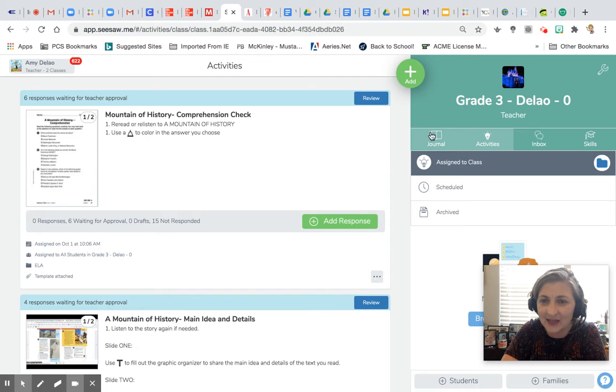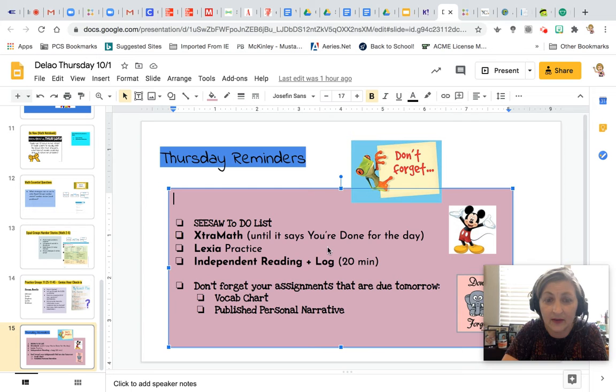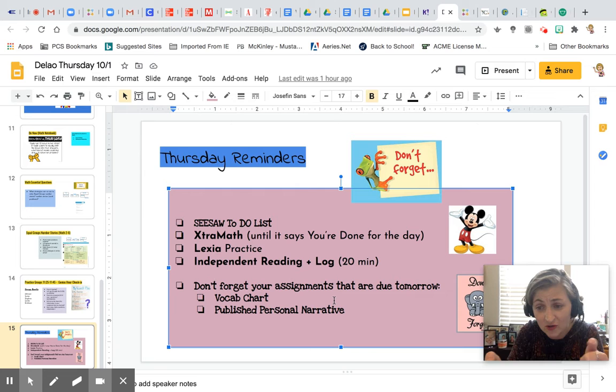We practiced today with our games. Okay. Your apps today. Here's the slideshow. So you need to do extra math, Lexia, and make sure you do your reading log. You do not need to take pictures of this and put it on there. That was just for Wednesday. So go ahead and do that.